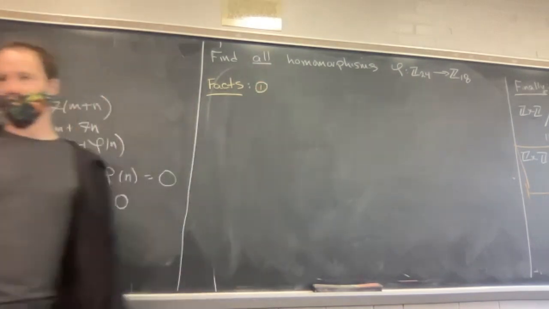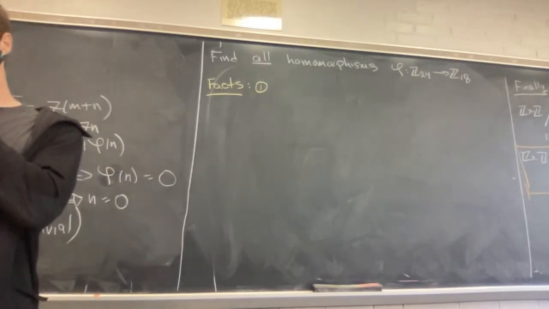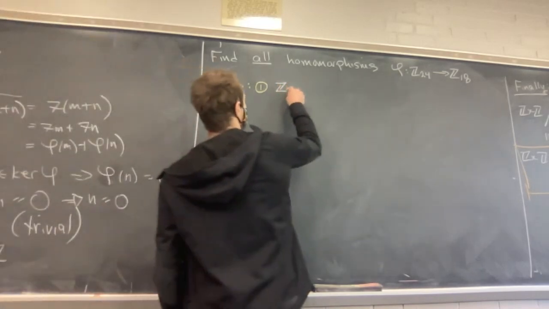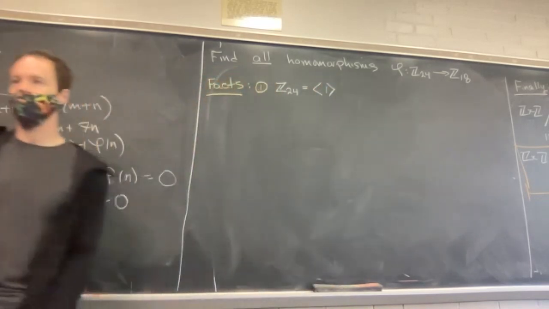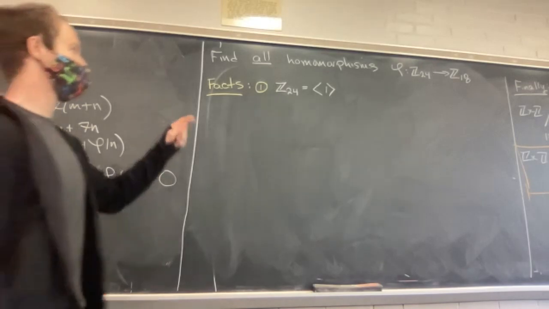One is that a homomorphism on a cyclic group is completely determined by where it sends the generator. So we know Z24 is equal to the cyclic group generated by 1, right? So it's a cyclic group of order 24. It's really generated by anything that's relatively prime to 24 by an earlier theorem, but we might as well just use 1. So 1 plus 1 is 2, 1 plus 1 plus 1 is 3. You can go all the way up to 23, right? And then 24 times 1 is 0. Okay, so that's one fact.